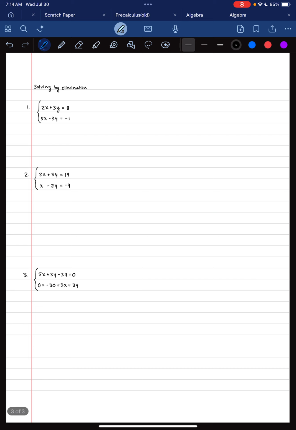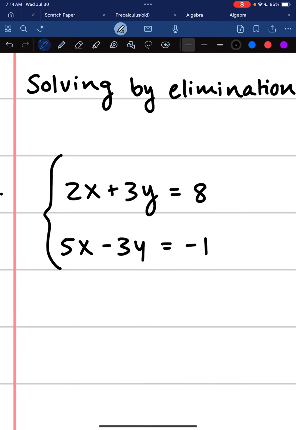Okay, there's one more way that you can solve a system of linear equations algebraically, and that's called solving by elimination. And the way that this works is you can actually treat equations just like how you add and subtract numbers, you can also add and subtract equations, right? So let's look at what that means.